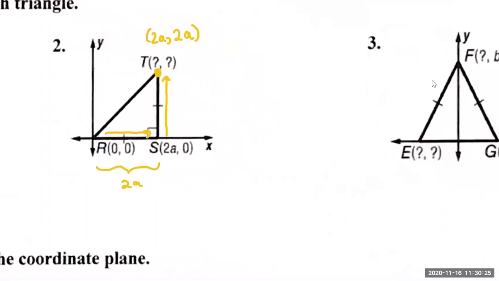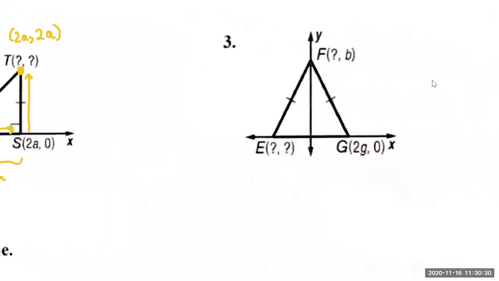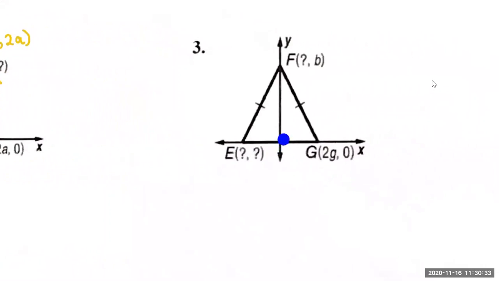Okay, so 3 is different in that your vertex isn't on the origin. This time it's still an isosceles triangle. So we know this time they put the origin as kind of the midpoint between E and G. They did define the x coordinate for G to be 2g, 0. And then they defined up above here the y value. Again, we don't know how high this goes, so they assigned a different variable to it. They called it b. What do you guys think the coordinate point is for f here?